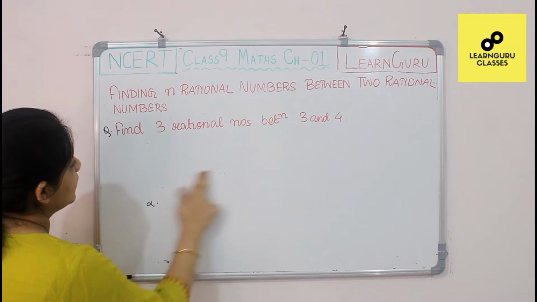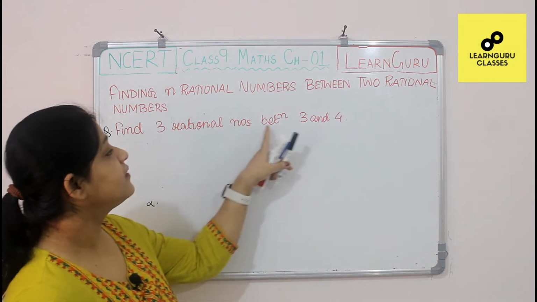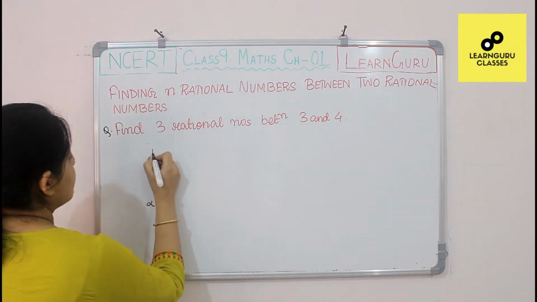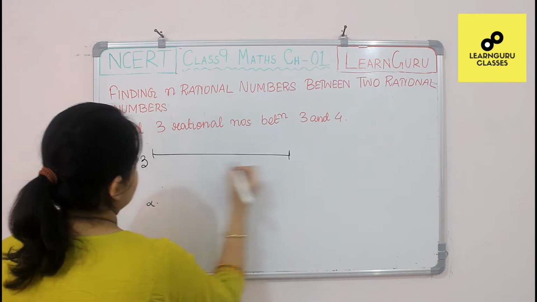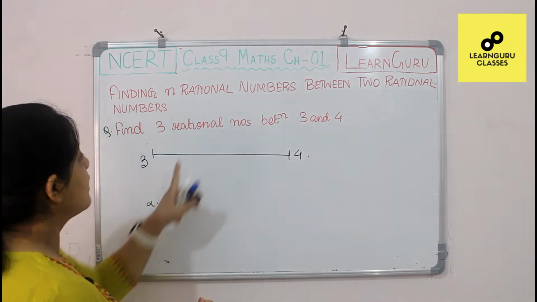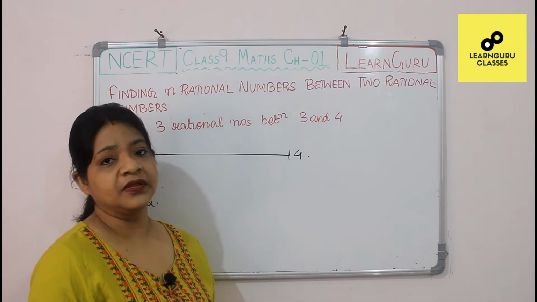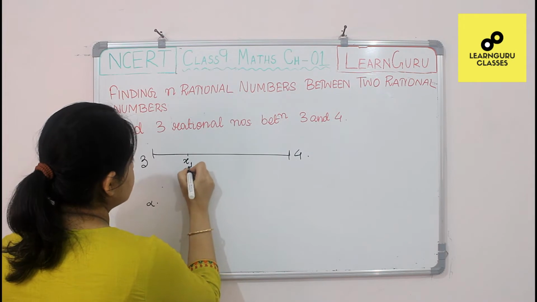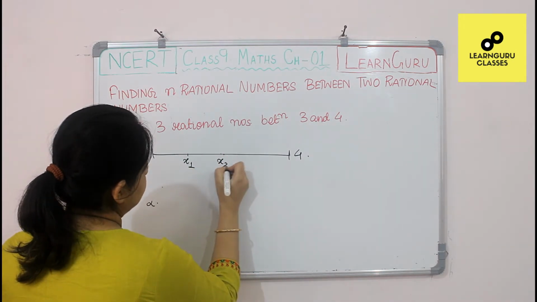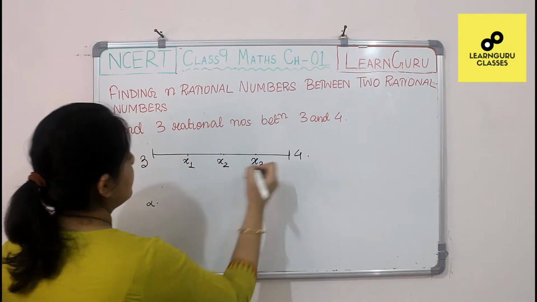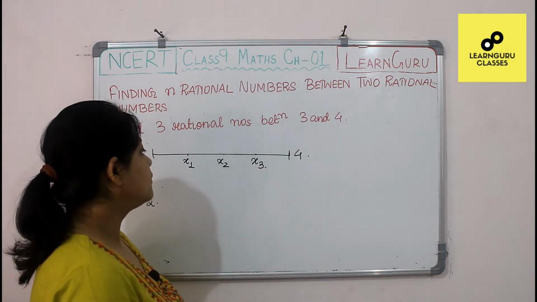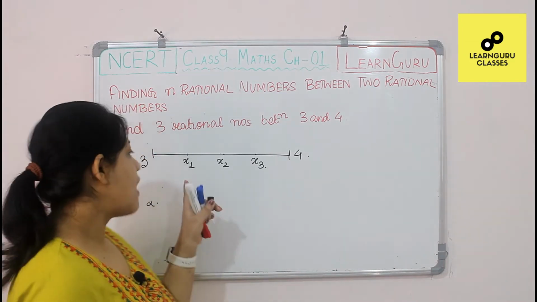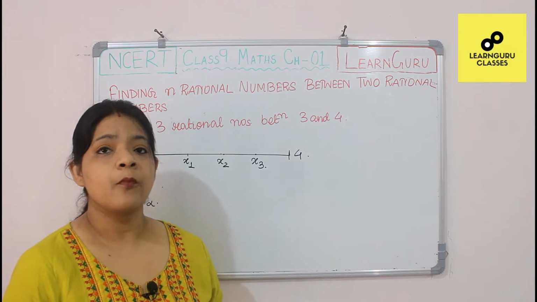So the first problem, let us take this problem: find three rational numbers between 3 and 4. So 3 and 4 are two rational numbers, and you have to find three rational numbers between them. So what we do, we take 3 points equidistant from one another, x1, x2 and x3. These are the 3 points that are equidistant from one another, and you have to find the values of these 3 points.